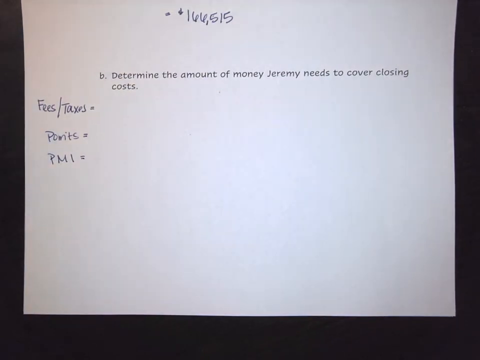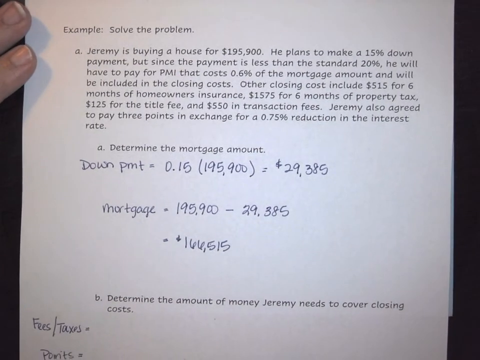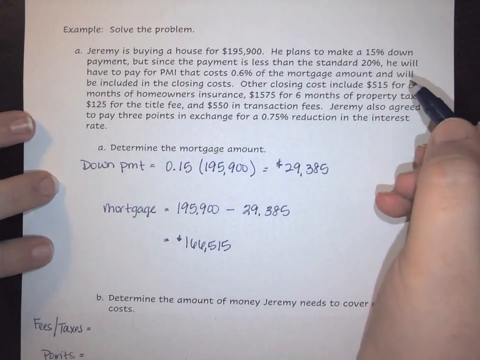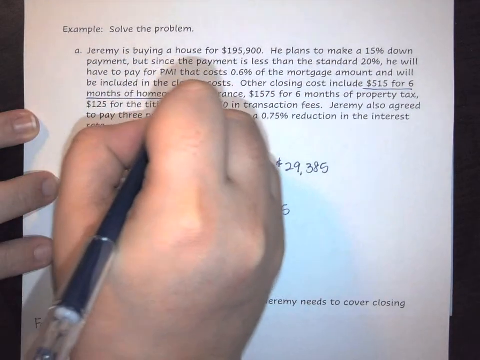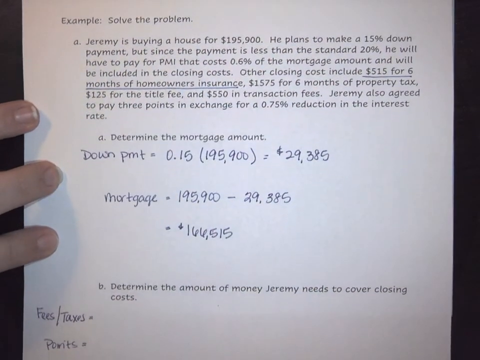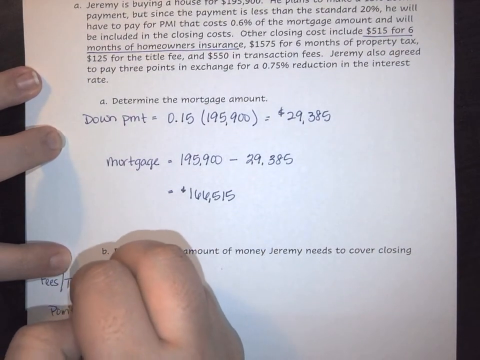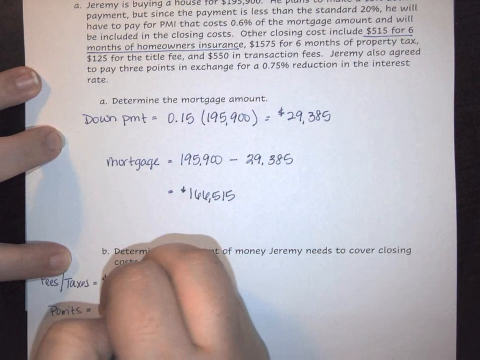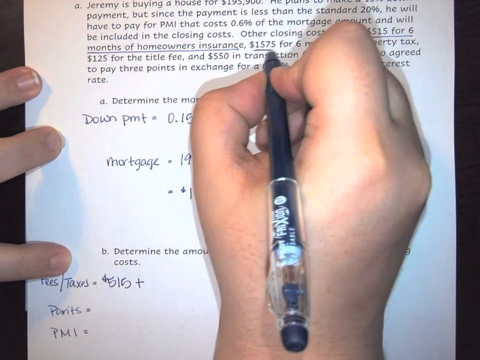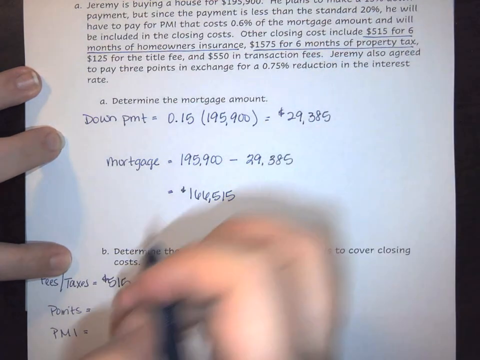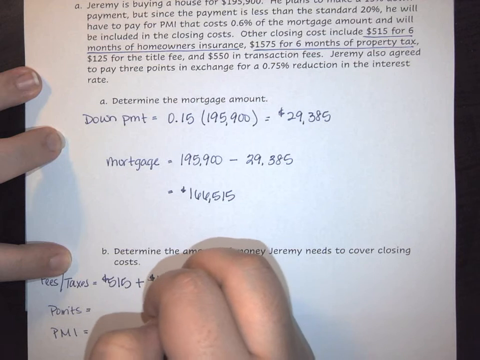So your fees and taxes are just that. So if we look back up at the problem, we can identify some of these fees and taxes. So first of all, we have the $515 for 6 months of homeowners insurance. Okay, so if we're trying to calculate, the first thing we would do is I have $515 as part of my fees. I also have $1,575 for 6 months as a property tax, so I'm going to add in $1,575.